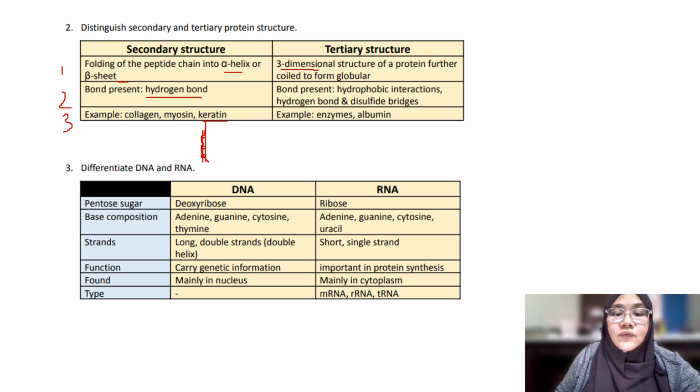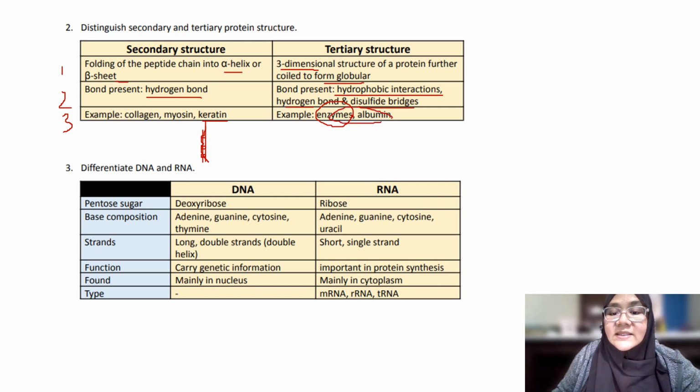Okay, to form globular, and the bonds present are the hydrophobic interactions, hydrogen bond, disulfide bridge. Okay, and the example is enzymes. The best example for tertiary structure, enzymes. And the enzyme, as you already know, is a form of protein, right? And this enzyme is an example of protein, and it can be denatured and renatured.